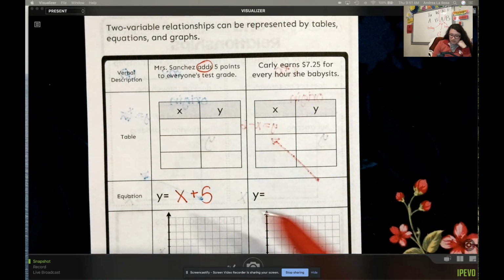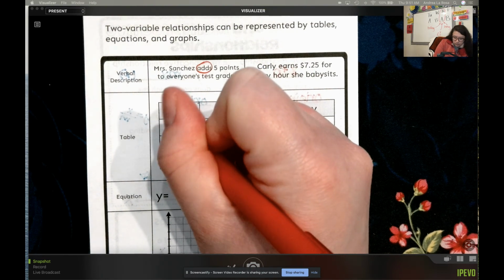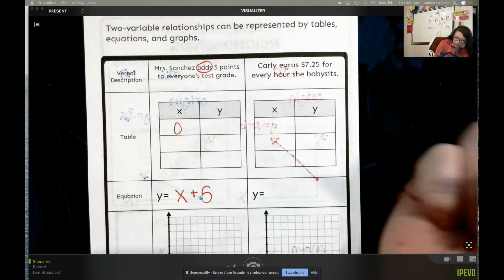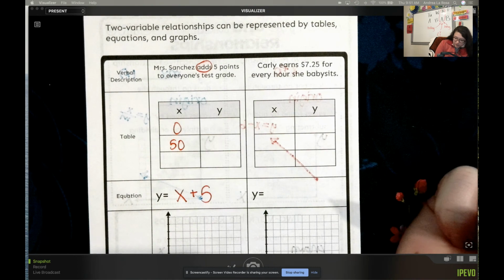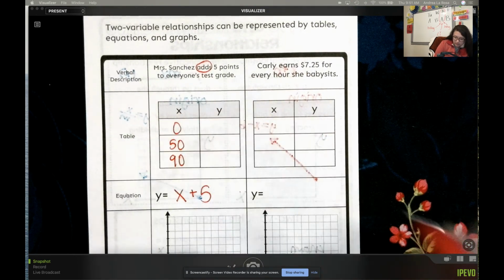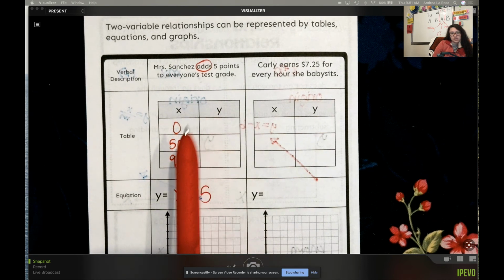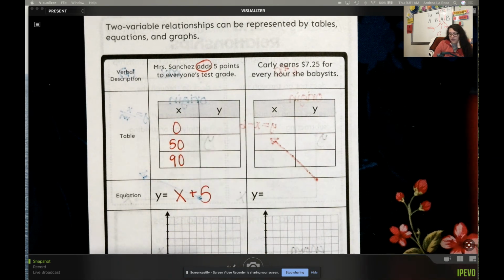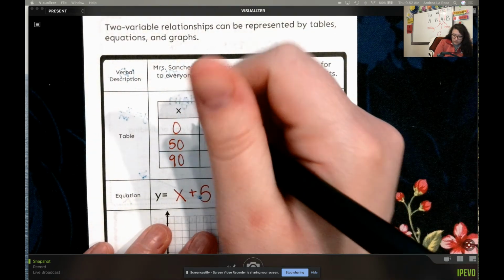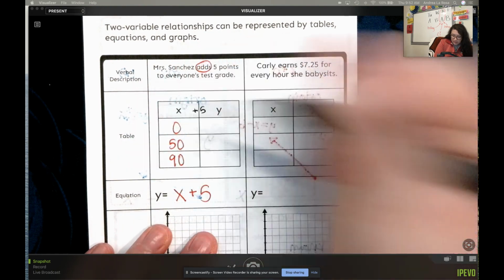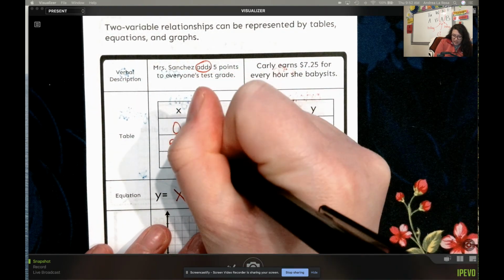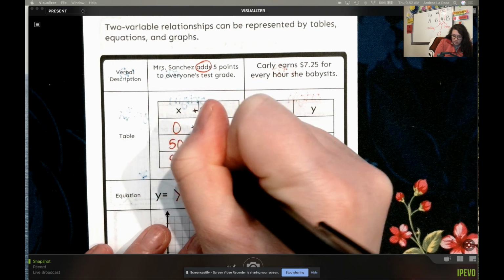From there, I think it's easy to go to a table, and let's think about test scores. Let's say we've got somebody that gets a 0, somebody that gets a 50, and somebody that gets a 90. The situation tells us Mrs. Sanchez is going to add 5 points to everybody's grade. So I need to come through, and I know I need to add 5 to everybody's grade.